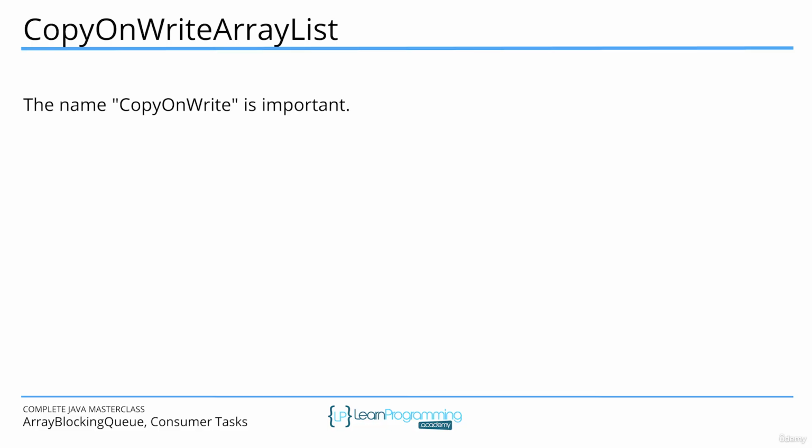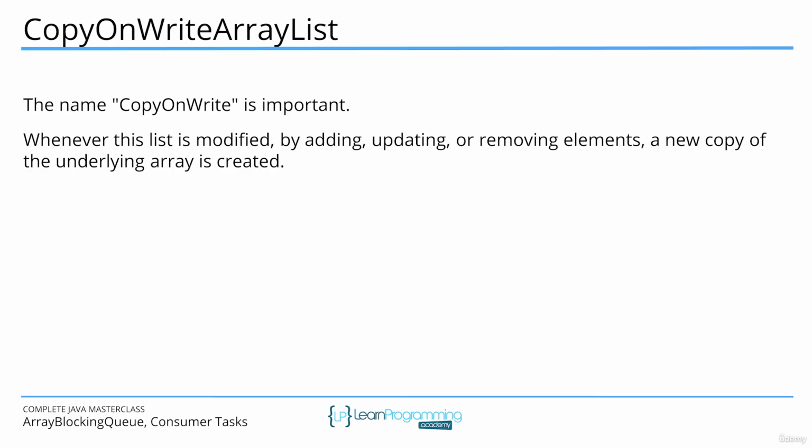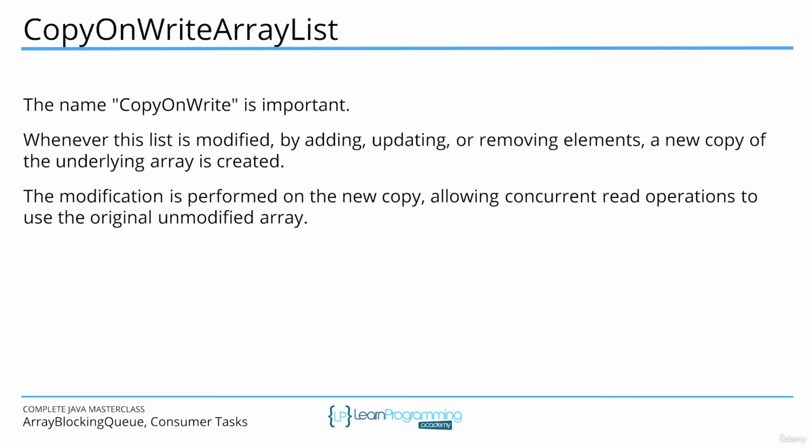The name copy on write is important. Whenever this list is modified by adding, updating, or removing elements, a new copy of the underlying array is created. The modification is performed on the new copy, allowing concurrent read operations to use the original unmodified array. This ensures that reader threads aren't blocked by writers.